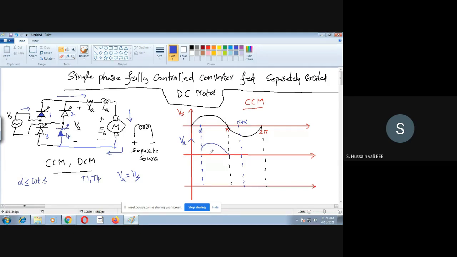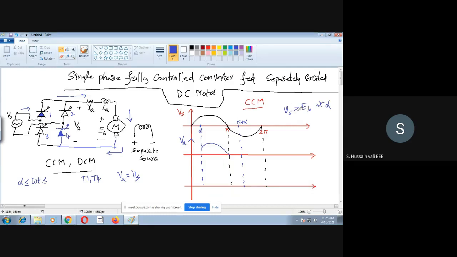Now I want you to tell one important thing. What is that thing that I told you already in the previous semi converter also? Wherever you do the triggering, at that instant the supply voltage should be more than EB. Okay, I will write that. So the Vs should be more than EB at alpha.